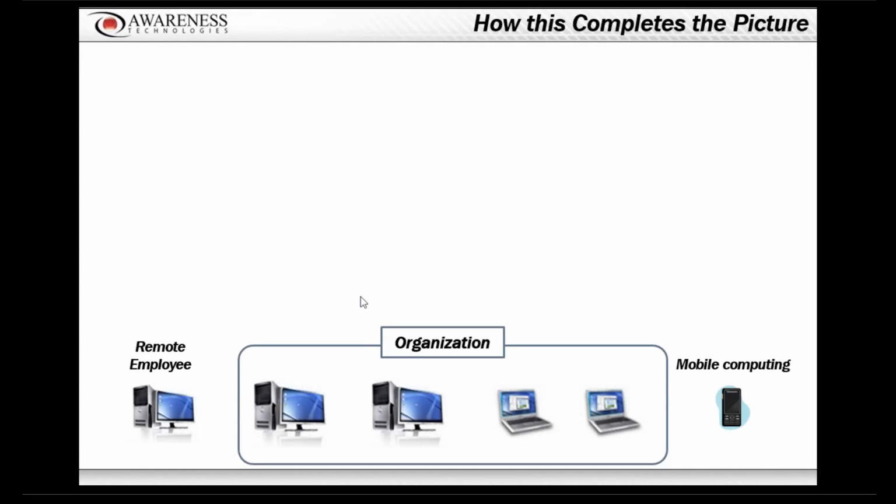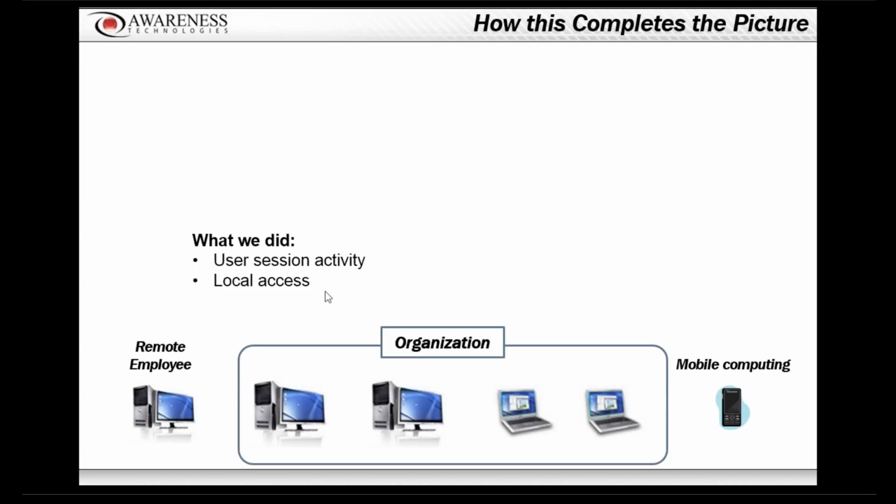Right now, this is what we're able to do for you. We're looking at the remote employees, mobile computing, desktops and laptops, and we're seeing things like user session activity, so after you log in, the things that a user is doing. We're also seeing local access on that computer, what they're doing when they're on it. That's what we're able to see.